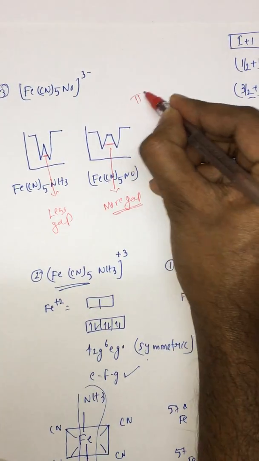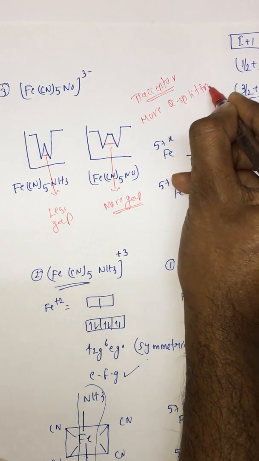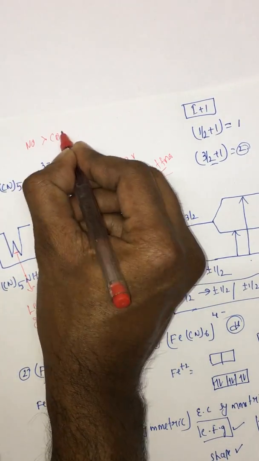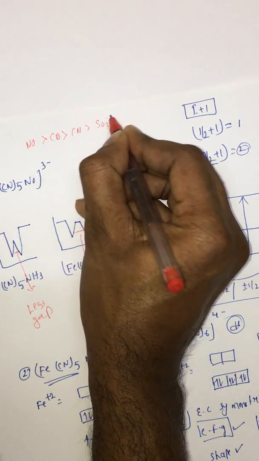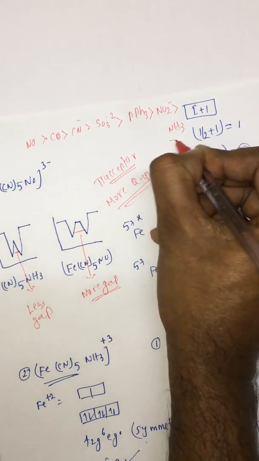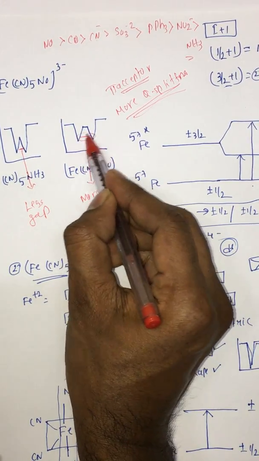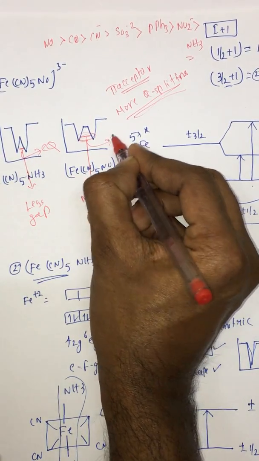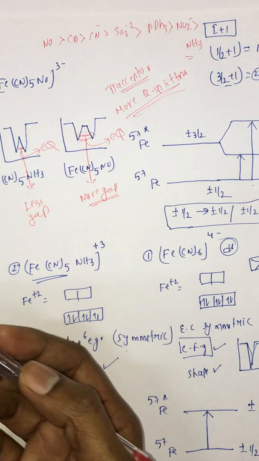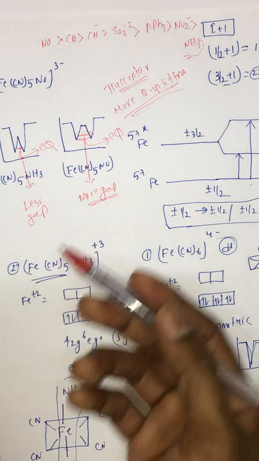Just remember, when we have a pi acceptor ligand, in those cases we have more quadrupole splitting. So the order is NO, then CO, then CN, SO3 2 minus, PPh3, NO2 minus, and NH3. Okay, so this is the order. Where we have NO, we see more quadrupole splitting, meaning the separation. This is for EQ. If the gap between two peaks is more, that means there we have more quadrupole splitting. Where the gap is very small, there we have less quadrupole splitting. In case of NH3, the gap is less. In case of NO, the gap is more. That means in case of NO, we will see more quadrupole splitting compared to NH3.